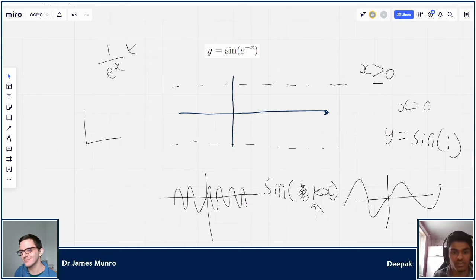And 1 over something, as something gets bigger and bigger, 1 over that will just get smaller and smaller. You'll see this if I quickly sketch 1 over x. As it gets further to the right, it gets lower and lower down. So this, 1 over e to the x, loosely.